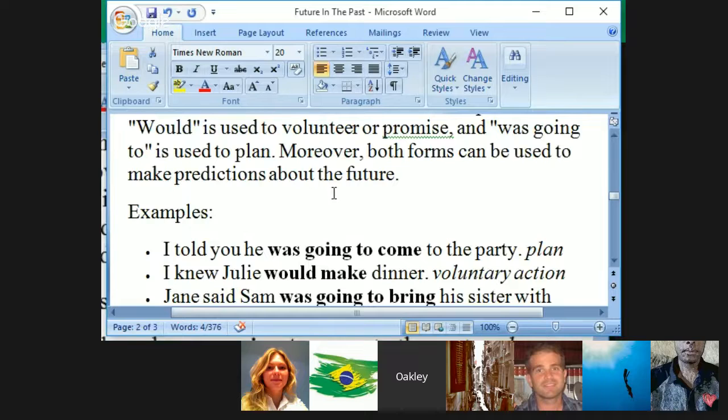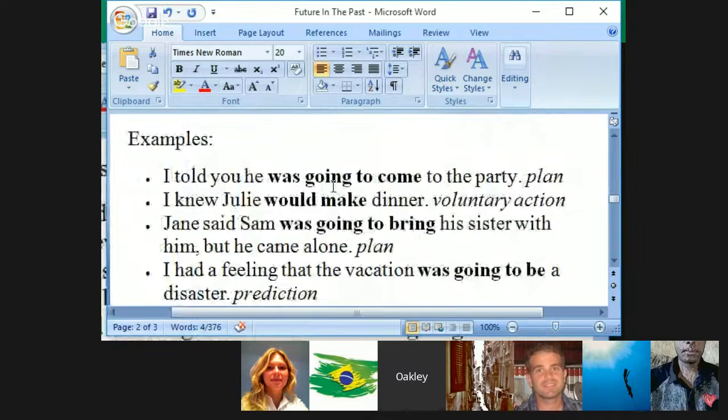Okay, we're going to look at some examples now, and then I'm going to have you guys form some of your own sentences, and maybe we'll do some different things with plans or voluntary actions. Remember voluntary actions. I think I will buy some coffee. All right, I just thought of it. I will buy some coffee.